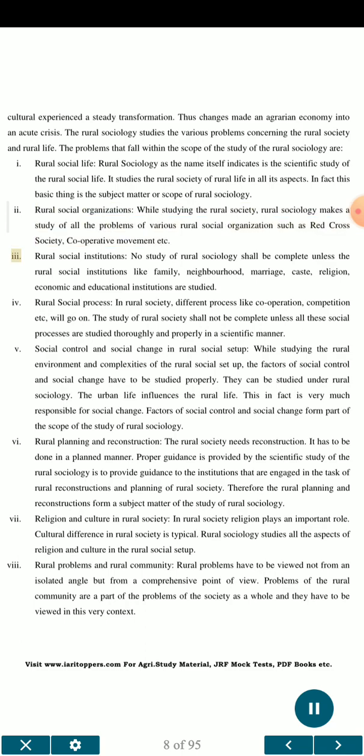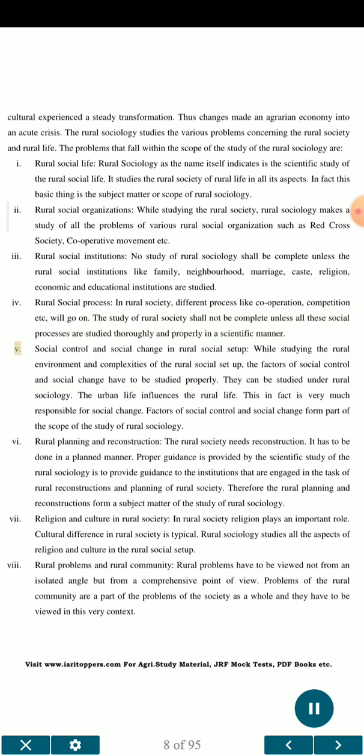3. Rural social institutions. No study of rural sociology shall be complete unless the rural social institutions like family, neighborhood, marriage, caste, religion, economic and educational institutions are studied. 4. Rural social process. In rural society, different processes like cooperation, competition, etc. will go on. The study of rural society shall not be complete unless all these social processes are studied thoroughly and properly in a scientific manner.